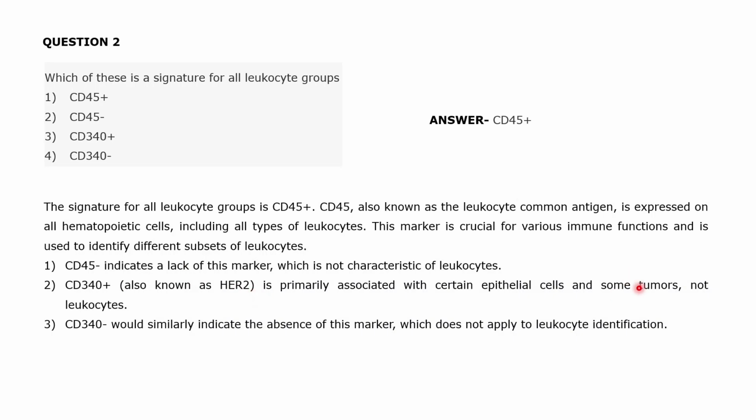So in tumors, and it is also a differentiation case, if you want to grow any epithelial cell or tumor, you can usually use the CD340 marker. But in the case of leukocytes, as CD45 plus is a common leukocyte marker, you can use that particular marker. CD340 minus means that that particular marker is absent.